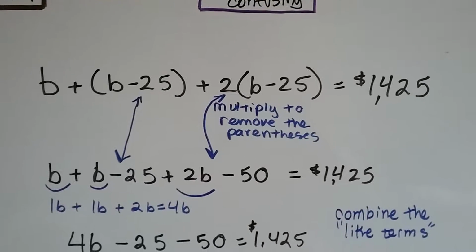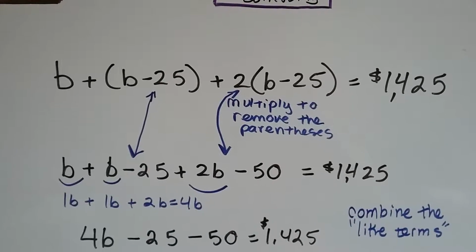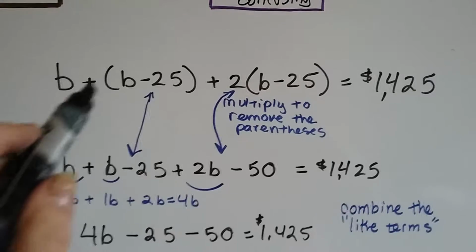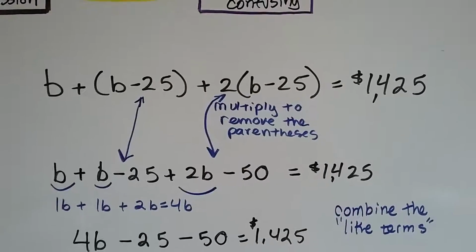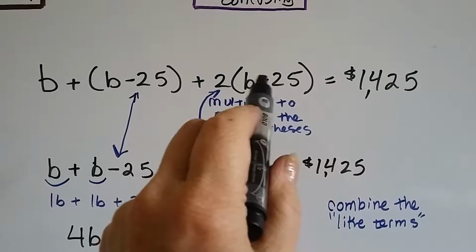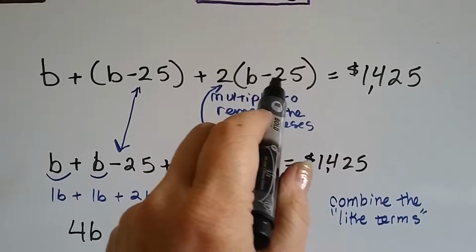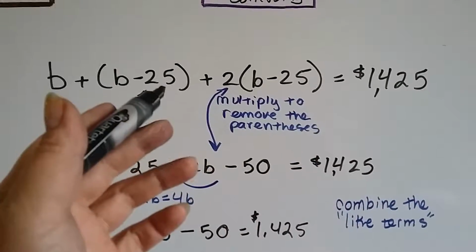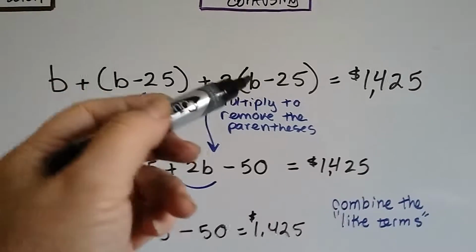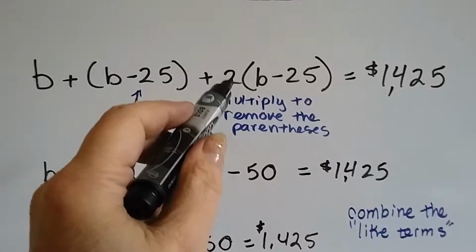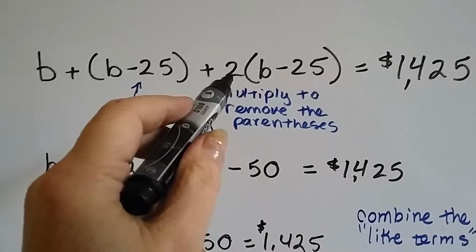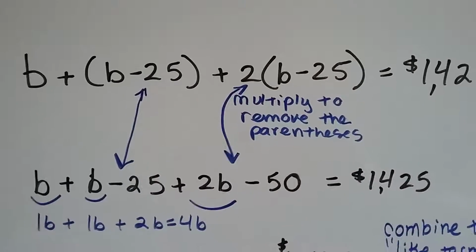We need to multiply to remove the parentheses. So we need to open this up, and we need to open this up. We can't just do what's in the parentheses because we don't know what B is. We don't know what B minus 25 is, so we can't just do B minus 25. If it said 50 minus 25, yes, we could do it. But because there's a variable there and there's a number on the outside, what we're going to do is we're going to open it up.